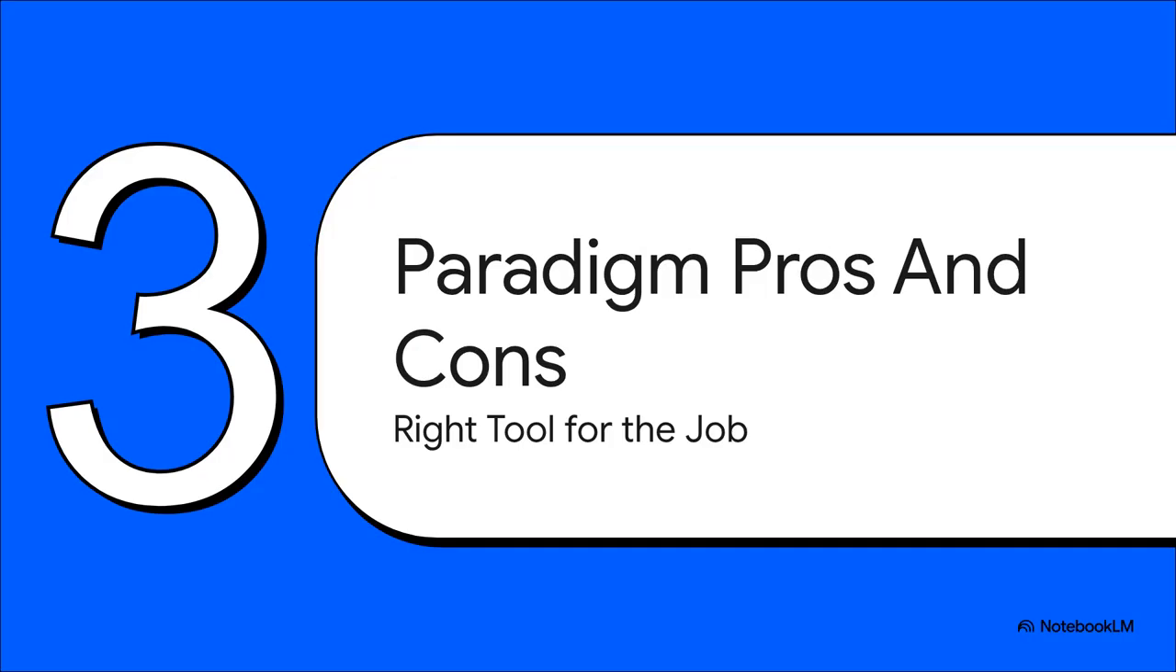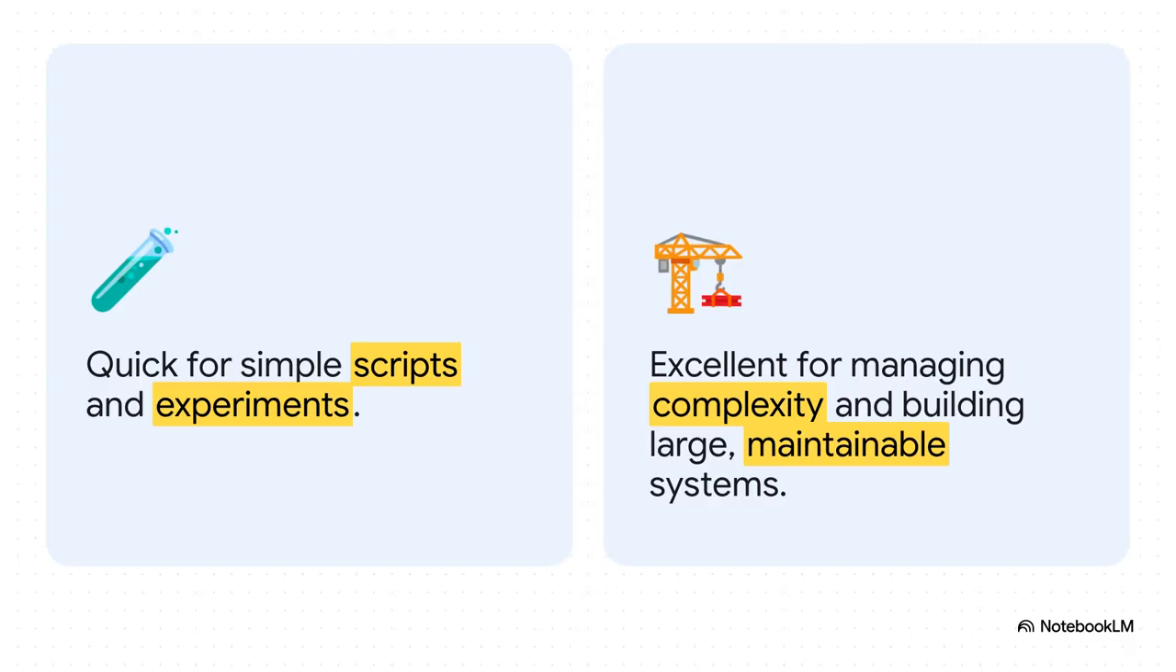Okay, so we've got these 4 really powerful ways of thinking about code. But how do you actually choose the right tool for the job when you're working on an MLOps project? Let's get practical and break down the pros and cons. This right here is the classic trade-off we face every single day. That procedural, script-like style, it's super fast, perfect for those quick and dirty experiments.